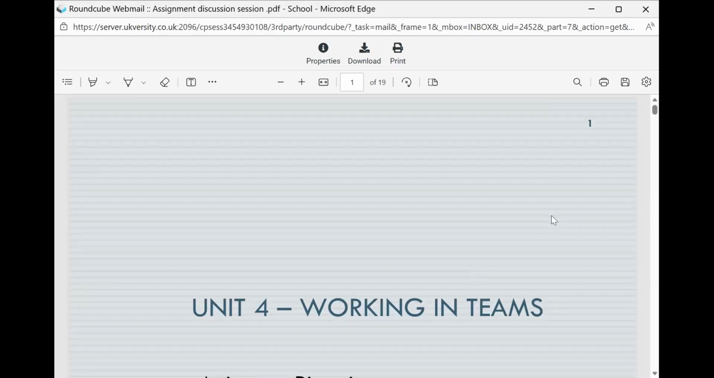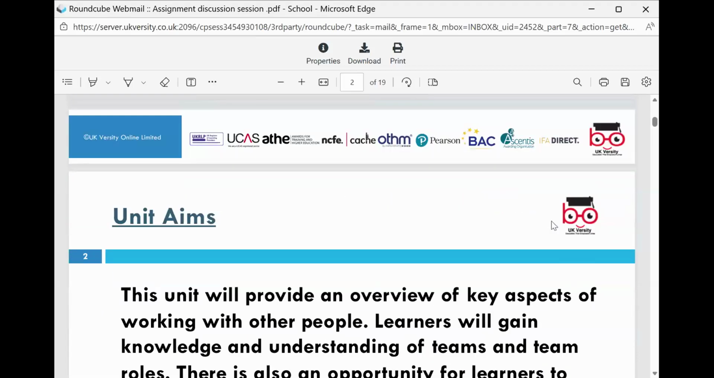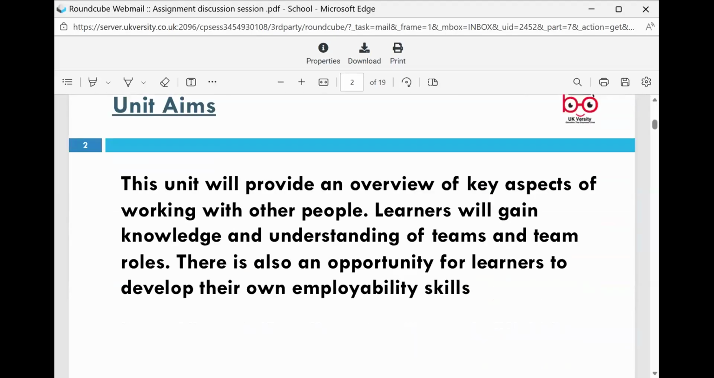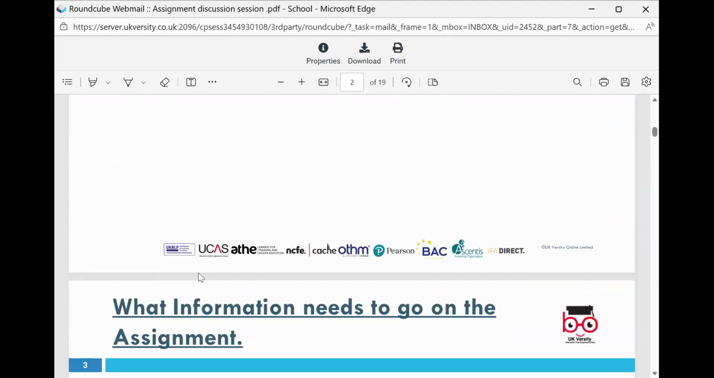So these are the slides that we're going to go through today. This is the assignment submission slide, which we're going to go through. It's just giving you an idea of the unit aim, what the overview is, and the key aspects learners will gain: knowledge and understanding of the team and the roles.